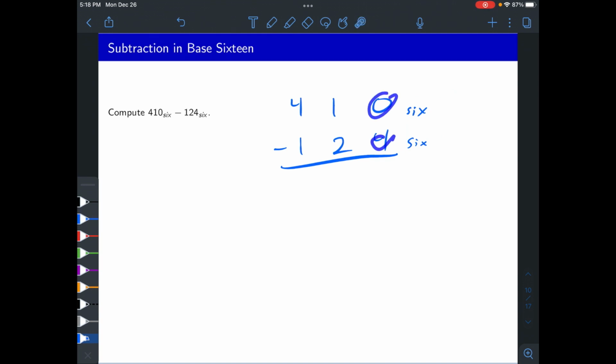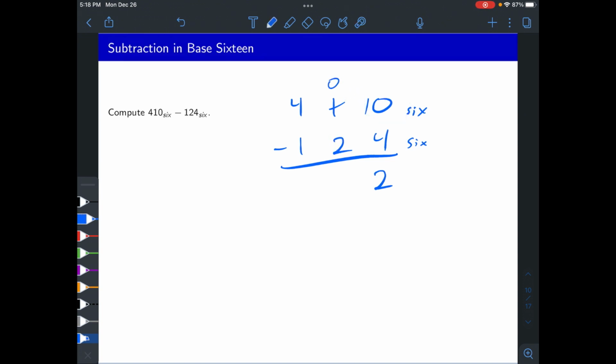So 0 take away 4, I need to borrow. So I'll borrow from the tens place, or the groups of 6 place, and that'll make 1 group of 6 and 0 groups of 1. 1 group of 6 up here, take away 4, and I'm left with 2, because 2 and 4 make 1 group of 6, which is 10 base 6.